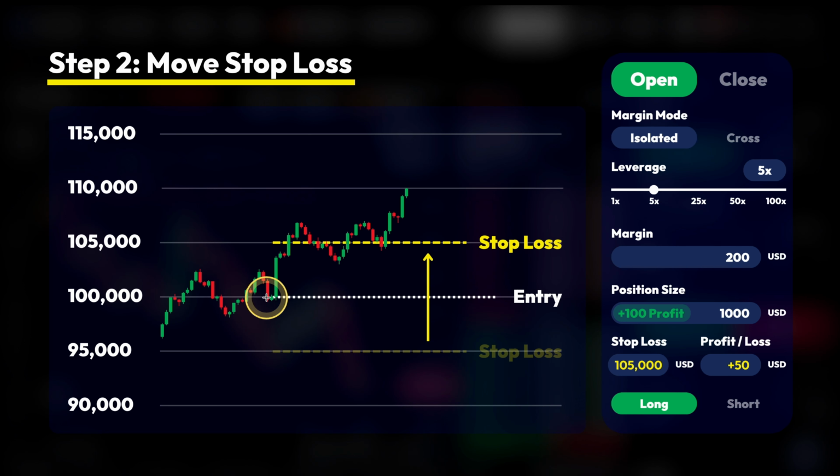In this case, the price has gone up by 10%, so we are already $100 in profit. And what we can do now is move our stop loss, for example, to $105,000. This would mean 5% above our entry. And now at our stop loss, we would even make a $50 profit at this new price.